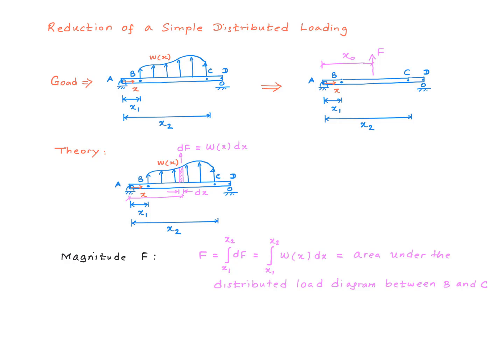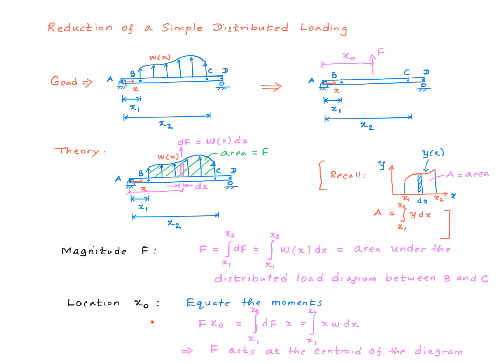So expanding this equation by substituting omega x times dx for dF, we have this, right? So what is this? This is the area under the distributed load diagram between B and C. Now remember this from your calculus course, right? The integral of a function y of x between limits x1 and x2 gives you the area under the curve, right? So this is exactly what we have here. So basically you find the area under this distributed load diagram, and that is the magnitude of F.